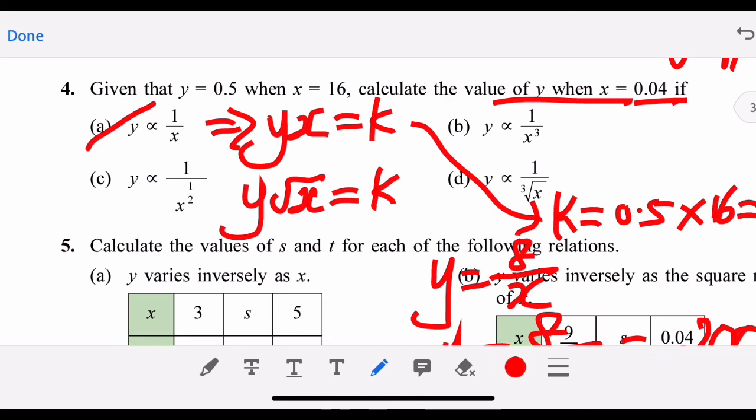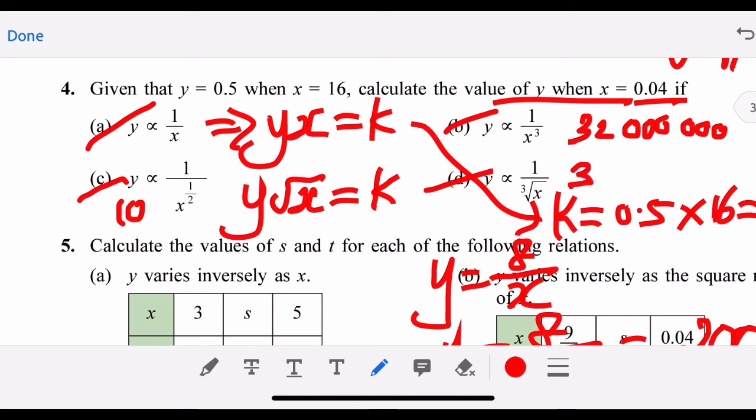For the rest of the questions, you may try on your own. You can try B, you can try C and D. Alright, so I just tell you the answer. For B it is 32 million. Okay, we have 60. Oh wow, so big. For C you have 10, and then for D the answer is 3.684. So you can try first.